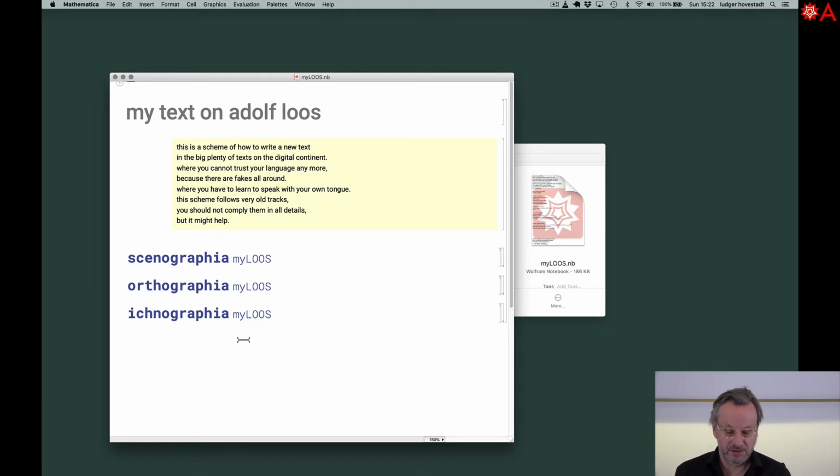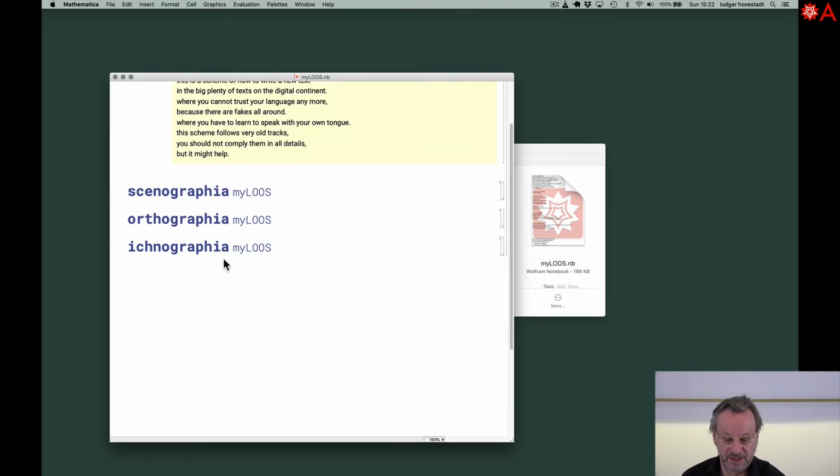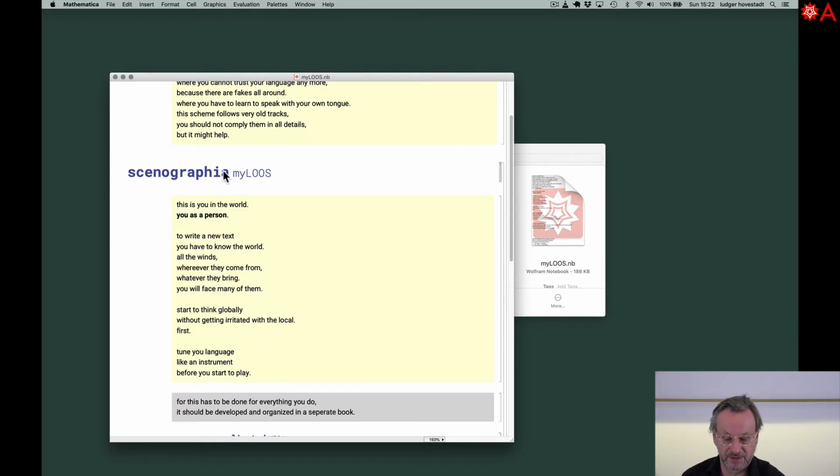It's very old. Of course it's complicated to make a tutorial about how to write good texts and follow these old schemes. We know it from Alberti or Vitruvius: scenographia, orthographia, ichnographia. You can talk about it, how to name it. I find that very helpful.